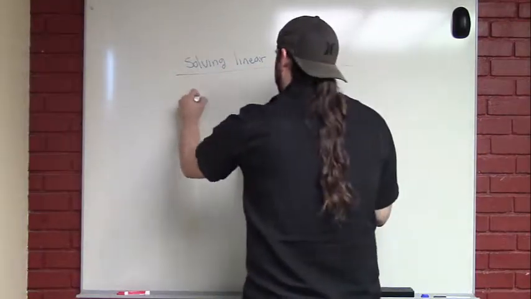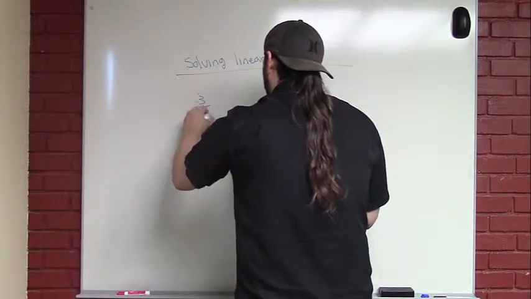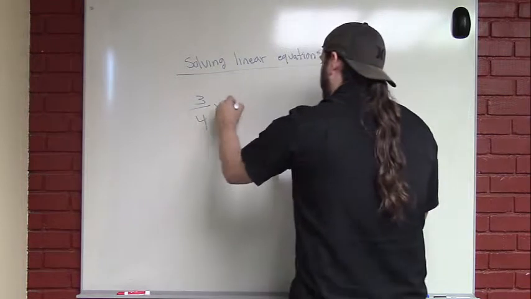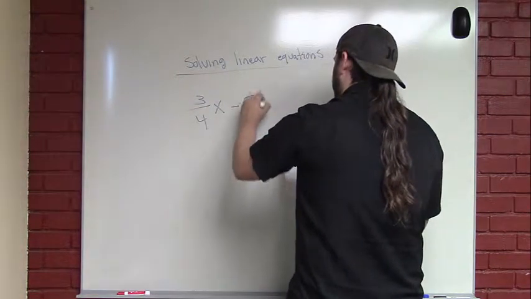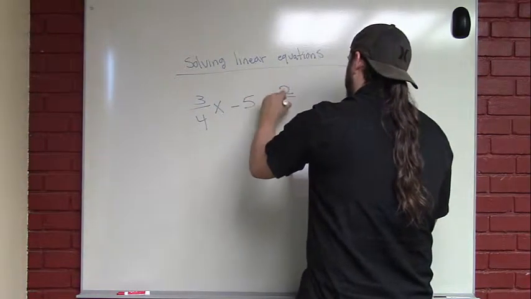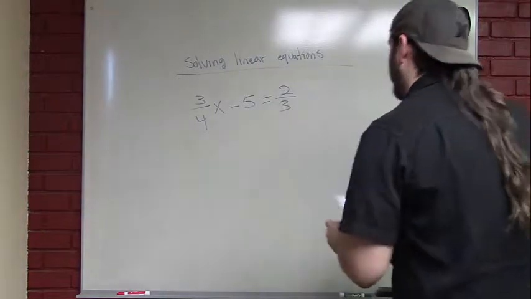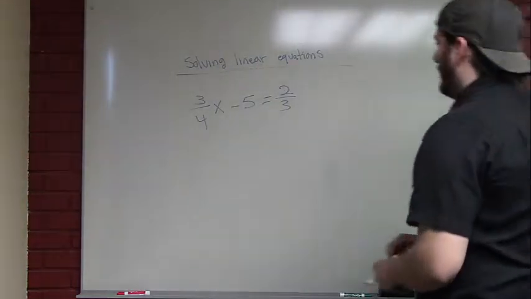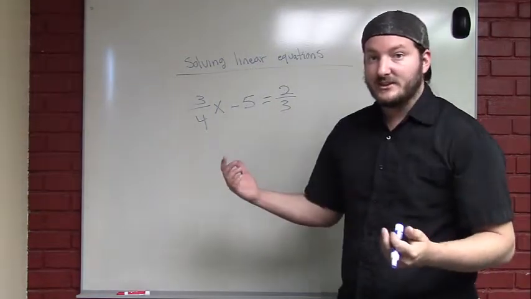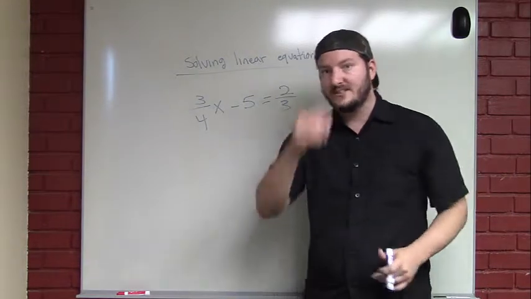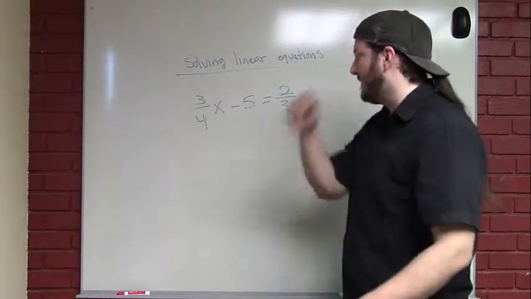Alright, so we have 3 over 4x minus 5 equals 2 over 3, okay? You will have to solve linear equations with fractions, okay? So we got to get comfortable with fractions, we got to get used to fractions, okay?